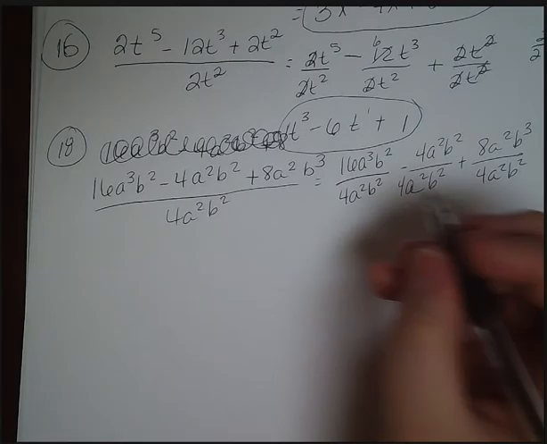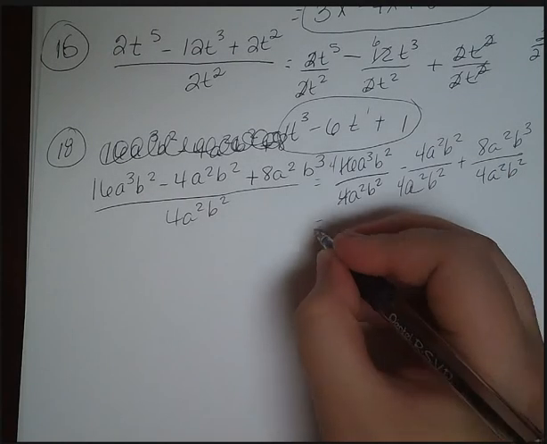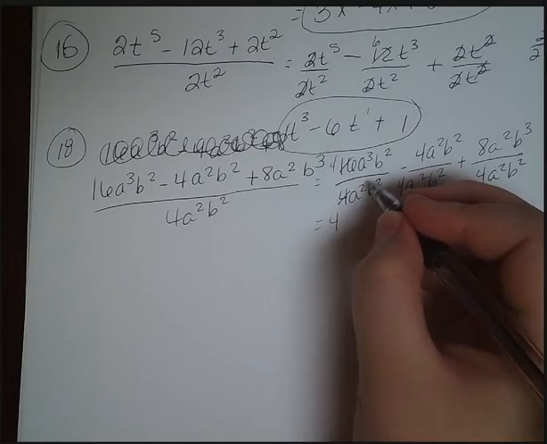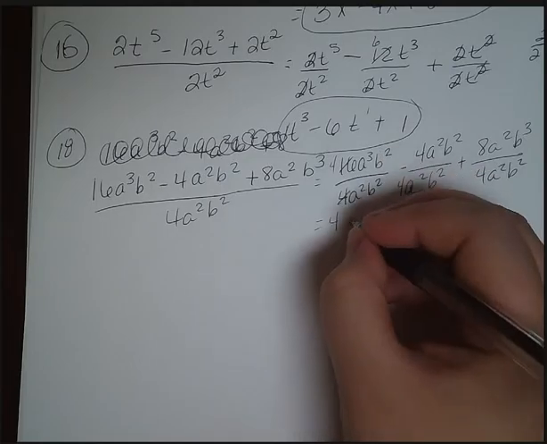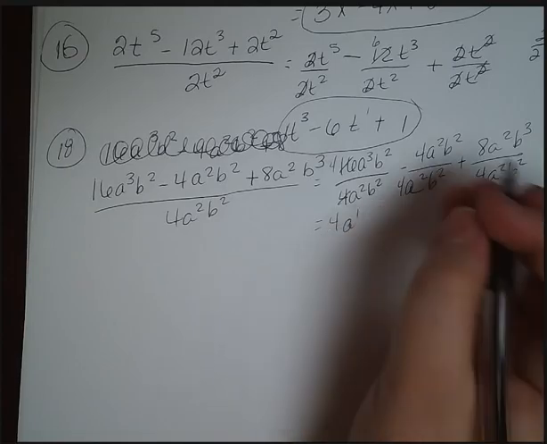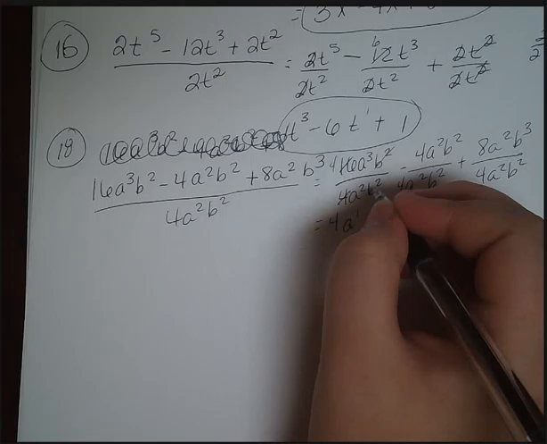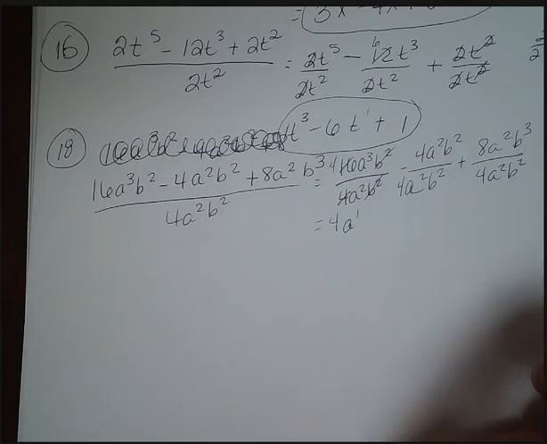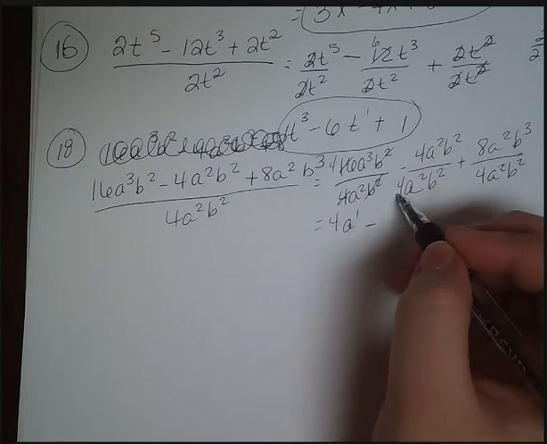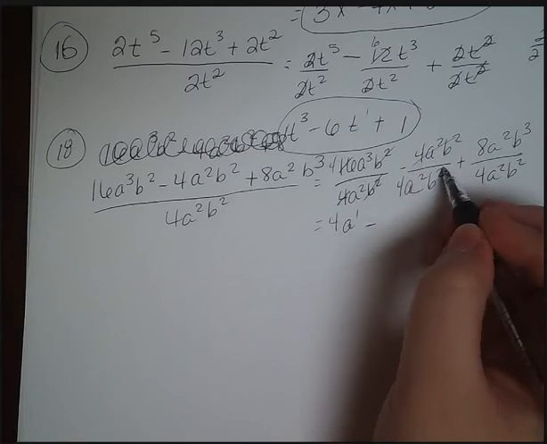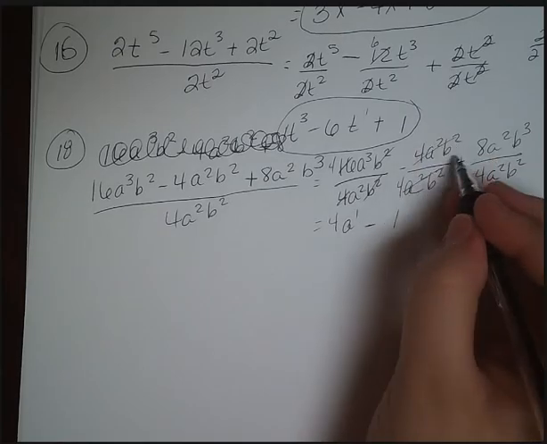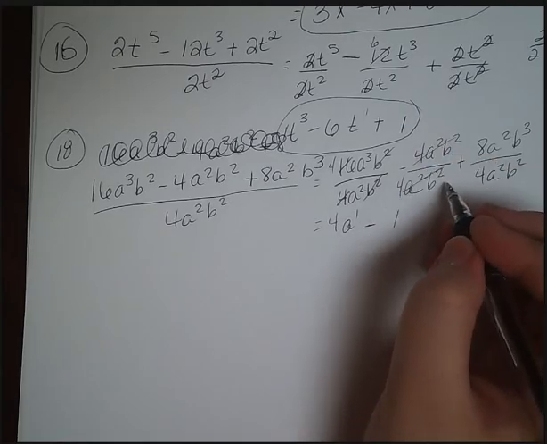So 4 goes into 16 4 times. A to the 3 divided by a squared. 3 minus 2 is 1, so you have an a with an exponent of 1. Again, you don't have to write it, but you can. And then b squared divided by b squared. Remember, those cancel. Minus, well, you've got 4a squared b squared over 4a squared b squared. So all of that is going to cancel and give us just a 1. Remember, when you have something divided by exactly itself, you're going to get a 1.